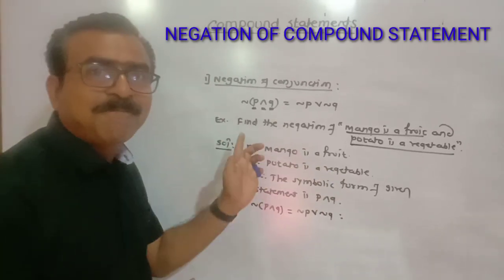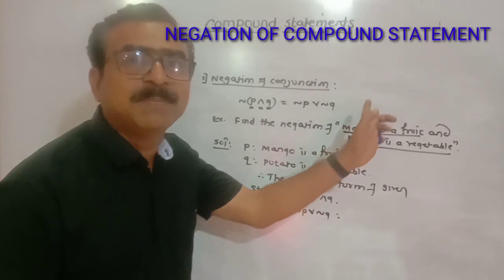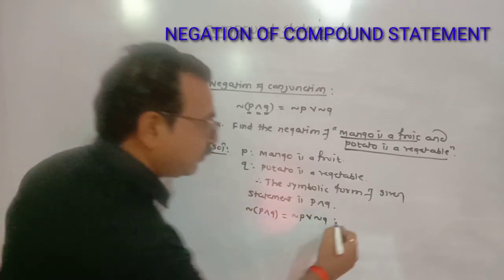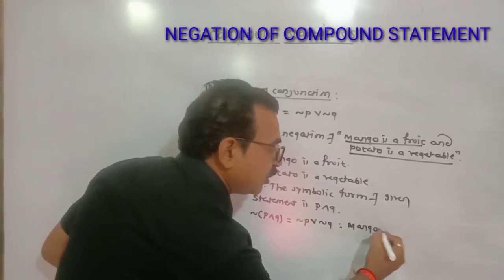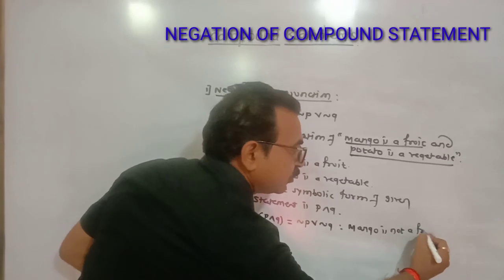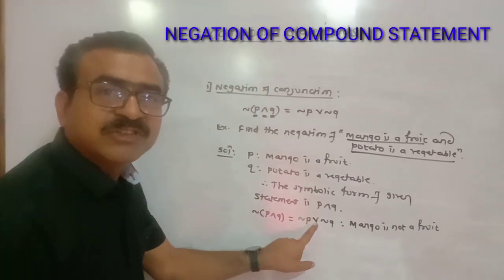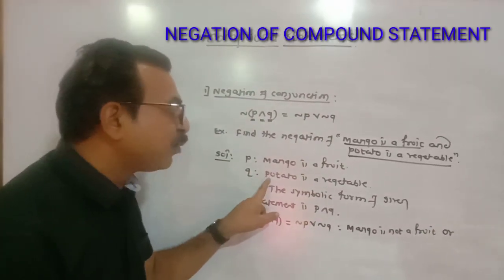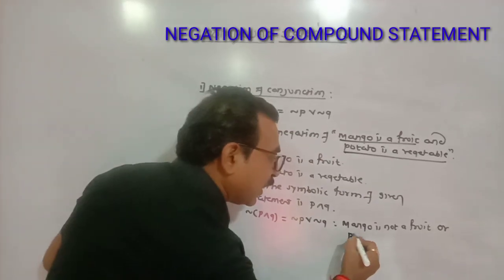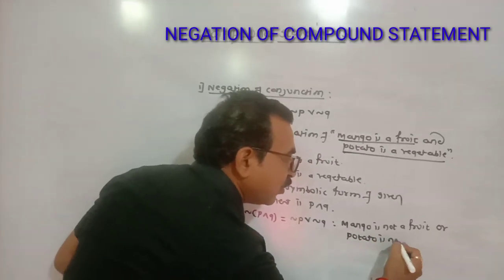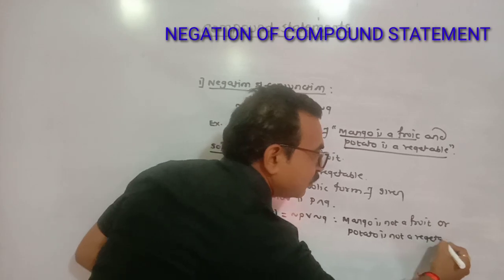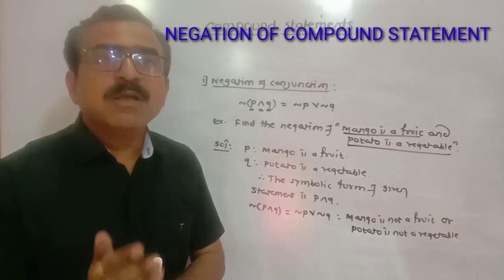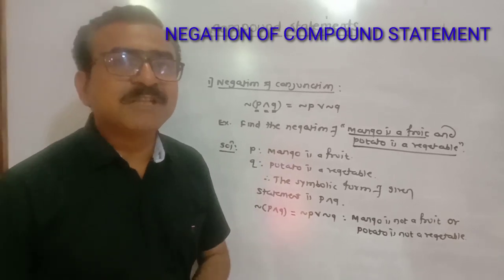So the verbal form of the negation of the conjunction statement becomes negation P. P means mango is a fruit. Its negation, mango is not a fruit. Okay. This is the symbol of disjunction. Disjunction means OR. Negation Q. Q means potato is a vegetable. Its negation, potato is not a vegetable. Understood? So friends, now let us learn about the negation of disjunction.